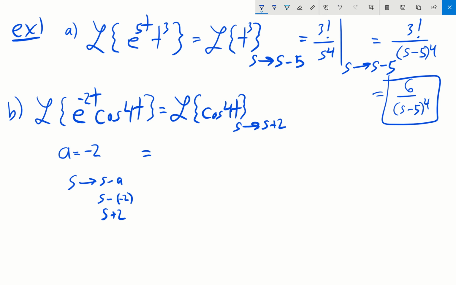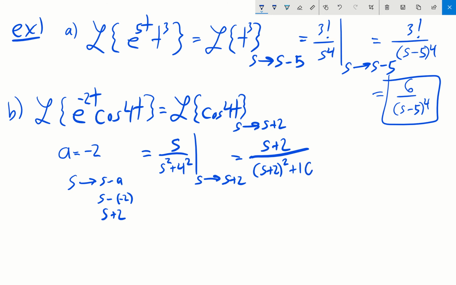We look it up, we know that the Laplace transform of the cosine of 4t is s divided by s squared plus 4 squared. Everywhere we see an s, we're going to replace it with s plus 2. So we have an s plus 2 in the numerator, divided by s plus 2 squared plus 16. And we can leave it perfectly like that. That looks good. This is our Laplace transform of e to the negative 2t cosine of 4t.